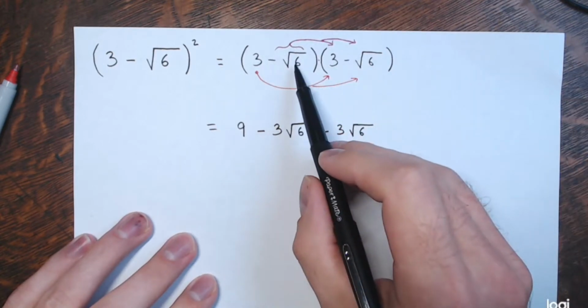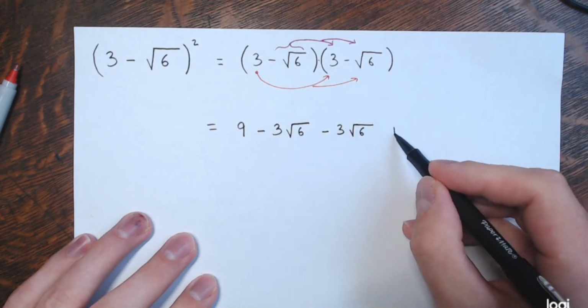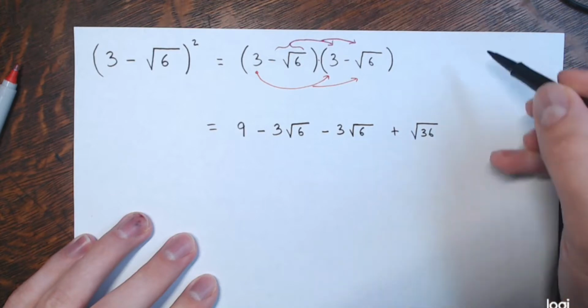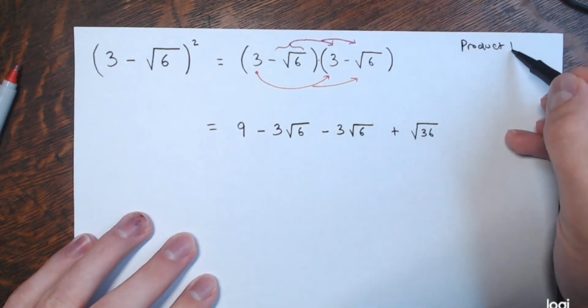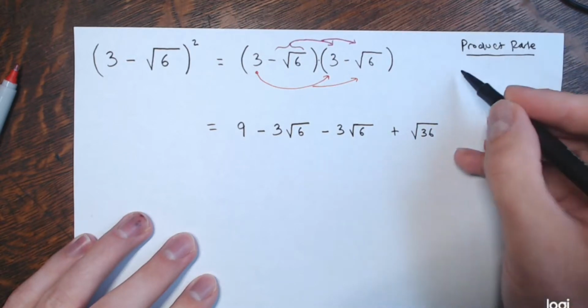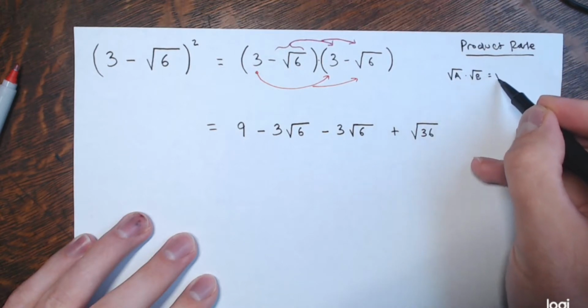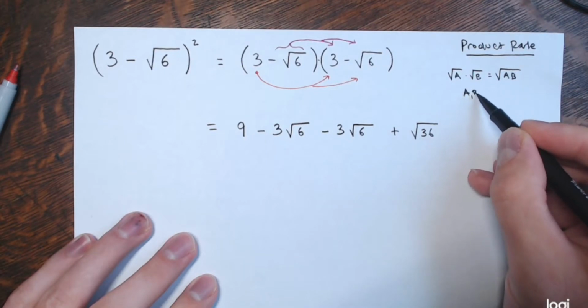And then negative square root of 6 times negative square root of 6 would be positive square root of 36. Now these you can do. Remember the product rule for radicals, the product rule or product law. The square root of a times the square root of b is the square root of ab, as long as a and b are both non-negative.